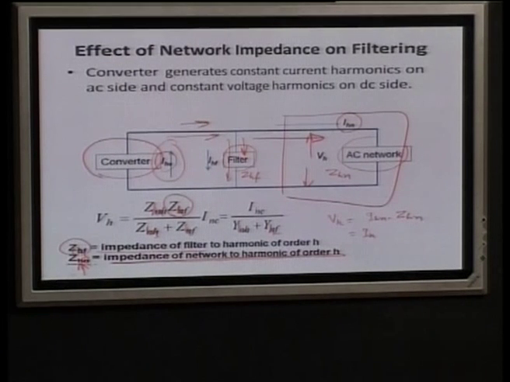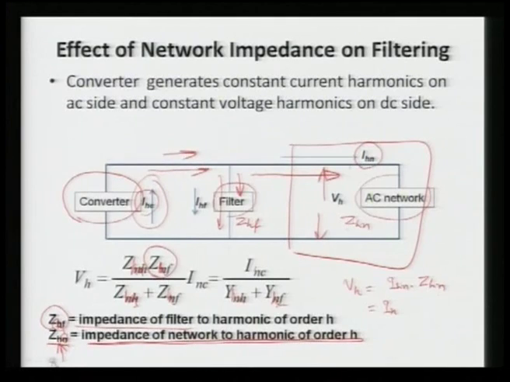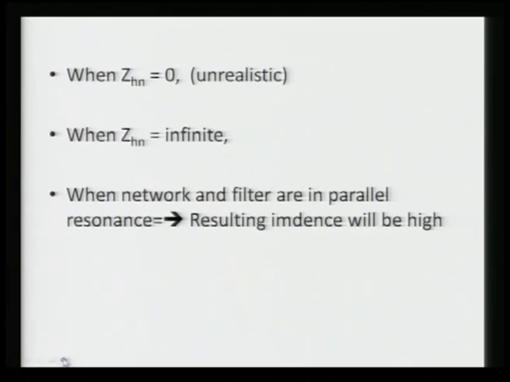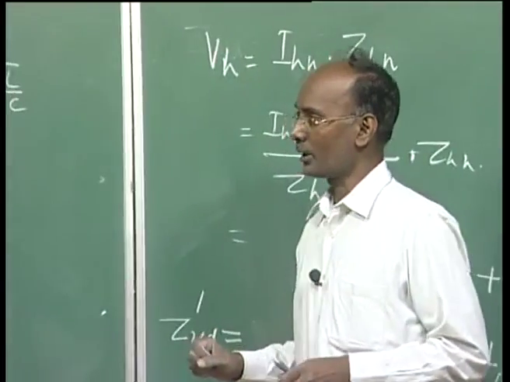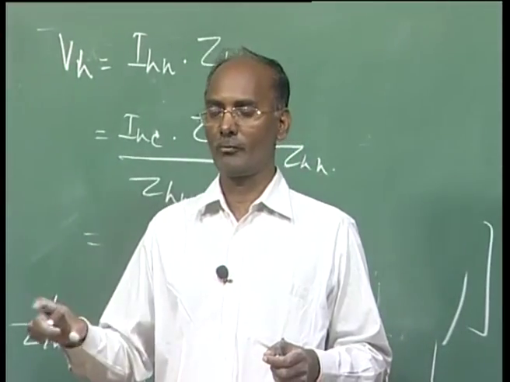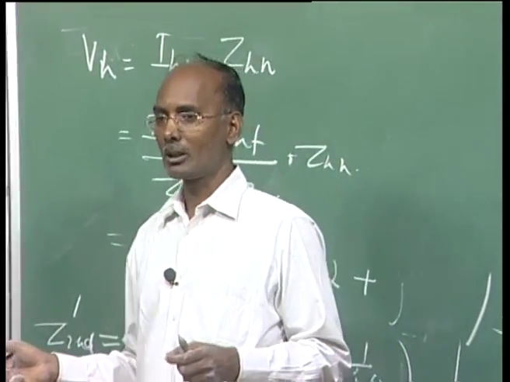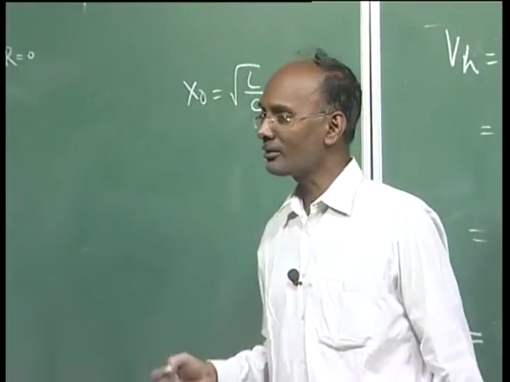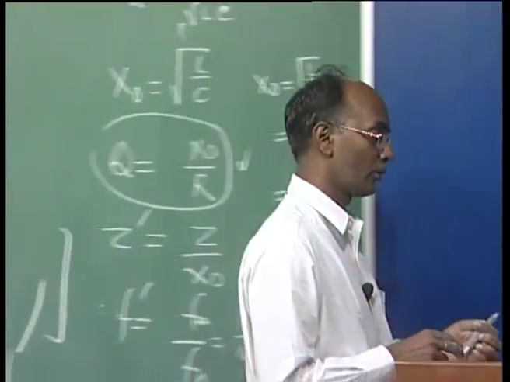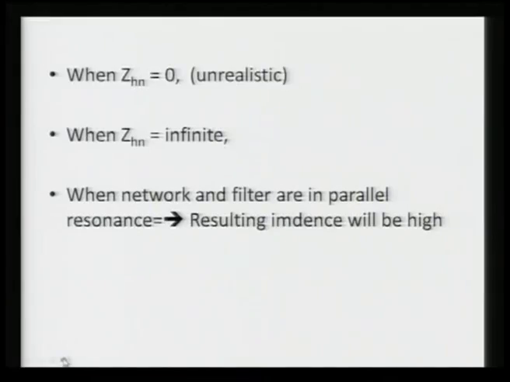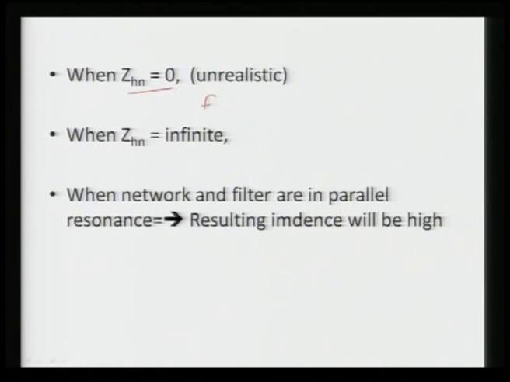Now, you can see what the voltage is and what the impact is here. As I said, there is a possibility that your network impedance is 0 for that harmonic component. Although it is unrealistic, it means that the filter is of no use and the whole harmonic current is going through your network rather than the filter. So, whatever you design for the filter has no meaning, but it is unrealistic. So, I can say the filter effect is nil.